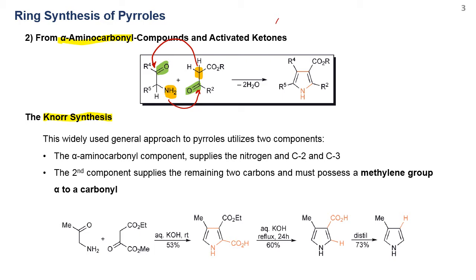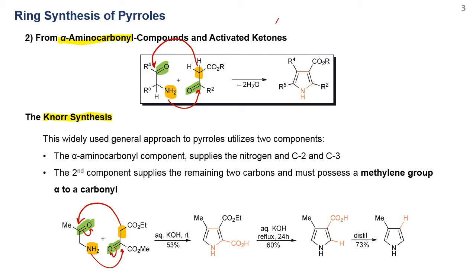As you can see in the bottom example, the amino group reacts with the carbonyl group here, and then you form the enamine, and the enamine here can react with the carbonyl group here, and removal of water forms the Pyrrole.